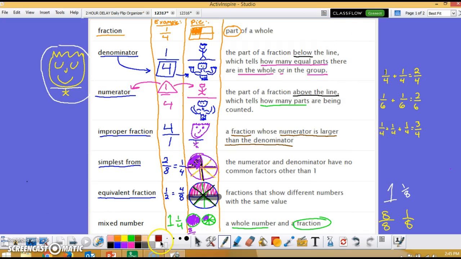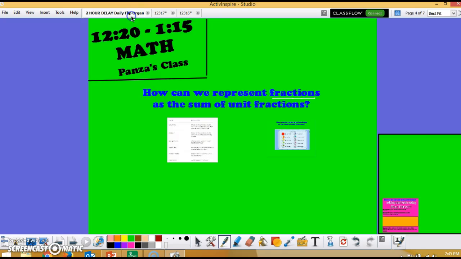Finally, a mixed number. A mixed number is when you have a whole number and a fraction. For example, 1 and 1/4. Let's jump into today's lesson.